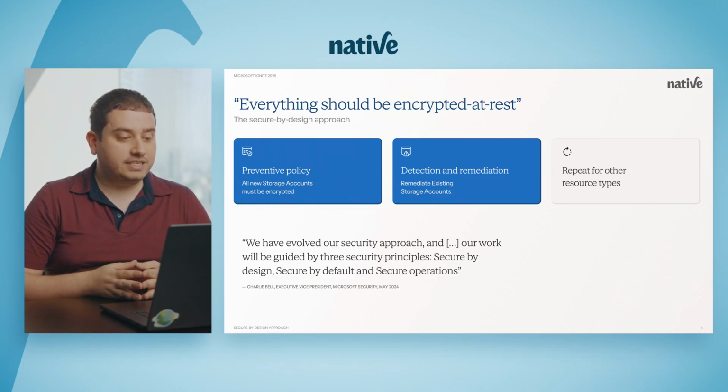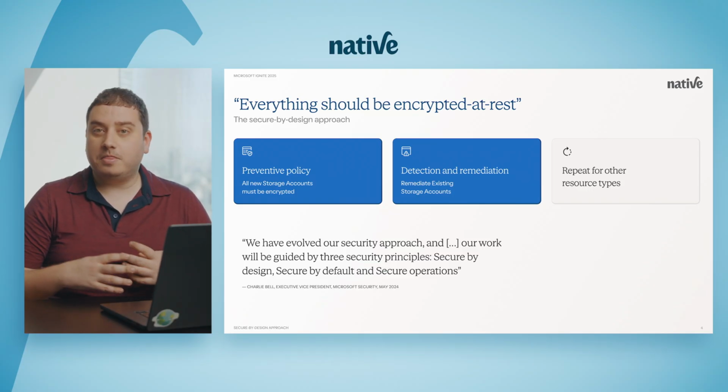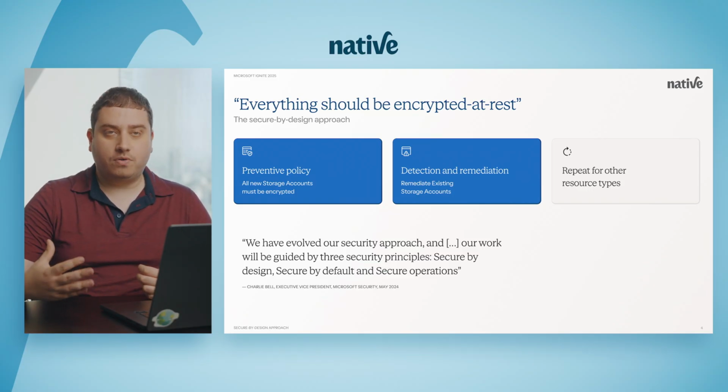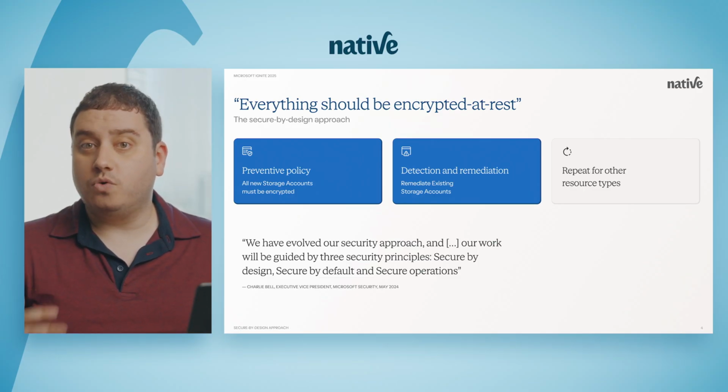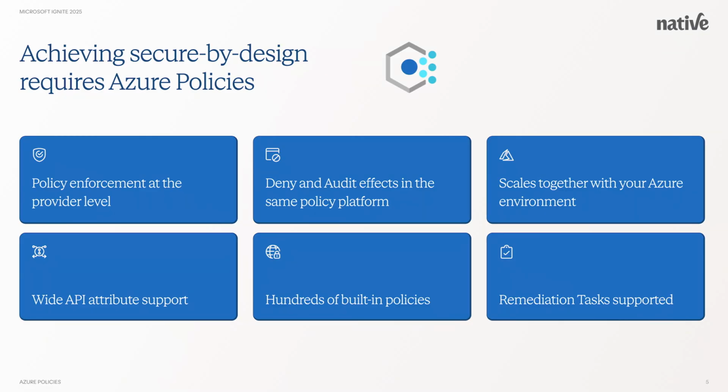The secure by design approach is something that the industry is moving towards. And even within Microsoft, their executive vice president of security, Charlie Bell, has said about a year ago that they have evolved their security approach with the work being guided by the primary principle of security by design. And they work on that both internally for the Azure environment, but also on the capabilities that they provide customers. And really the core such capability is Azure policy that allows you to achieve secure by design.